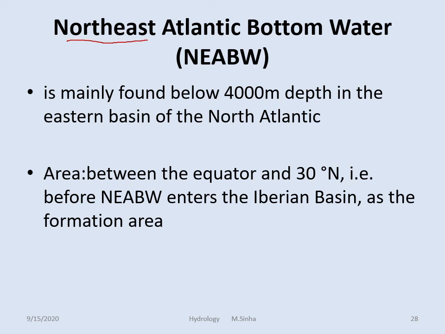Next one is the Northeast Atlantic bottom water masses. It found below the depth of 400 meter in the eastern part of the North Atlantic. Here the average temperature is 18 degrees centigrade to 19.5 degrees centigrade, and this zone is low salinity. Comparatively, salinity is low, and the mixing of water masses and equator and Labrador current is responsible for the formation of Northeast Atlantic bottom water masses.